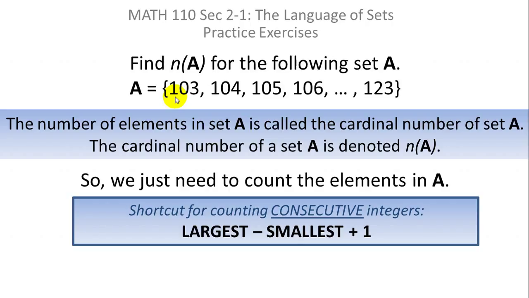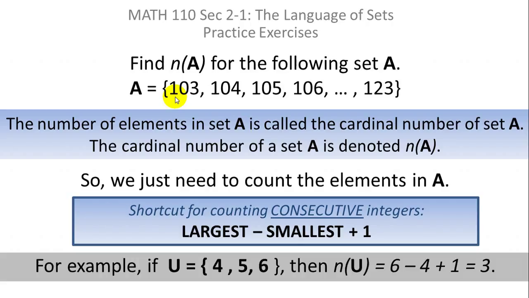So forget about A just temporarily, and suppose the set were different. Suppose you had a set U consisting of 4, 5, and 6. If you just took the largest minus the smallest, you'd get 6 minus 4, which is 2, and that's not right. There are clearly 3 elements. You have to add the 1 to get the number of elements.